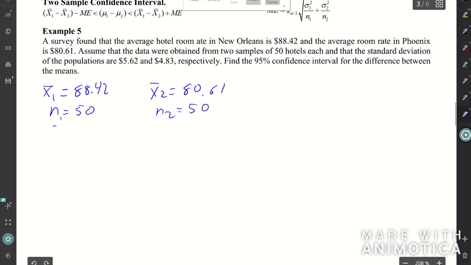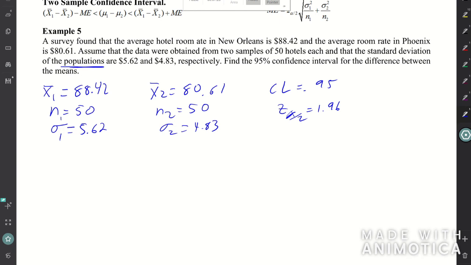And their respective standard deviations. And notice again, they told you specifically this is the population standard deviation. So sigma 1 is 5.62. And sigma 2 is 4.83. And we want to be 95% confident. If we remember from above, our Z alpha divided by 2 is equal to 1.96.